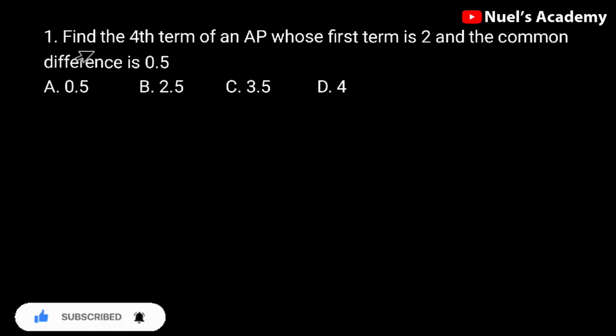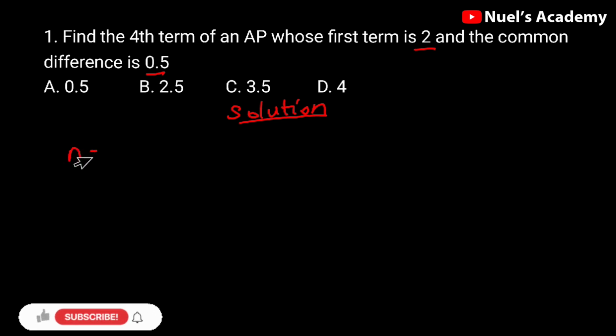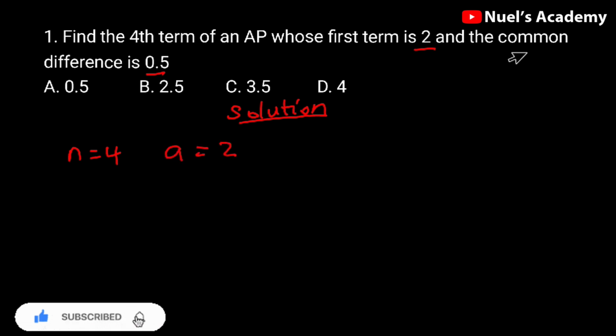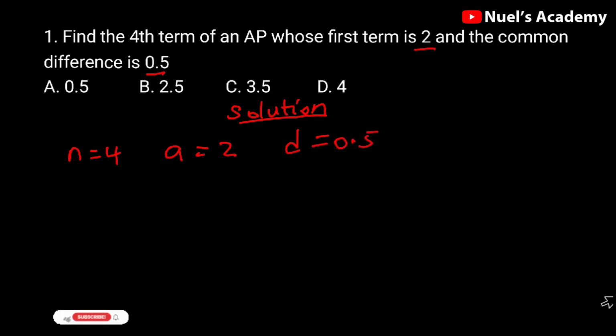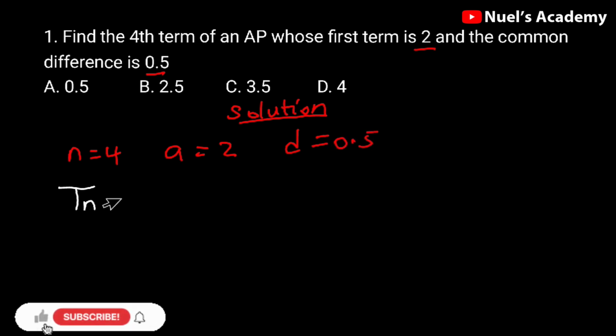Let's solve this first question. Find the fourth term of an AP whose first term is 2 and the common difference is 0.5. So we're going to write the solution. We have to find the fourth term, so n is equal to 4. And then we are told that the first term of that AP is equal to 2, so A is equal to 2. And the common difference is 0.5, so D is equal to 0.5. Let's state our formula. The nth term of an AP is equal to the first term plus the common difference multiplied by the number of terms minus 1.